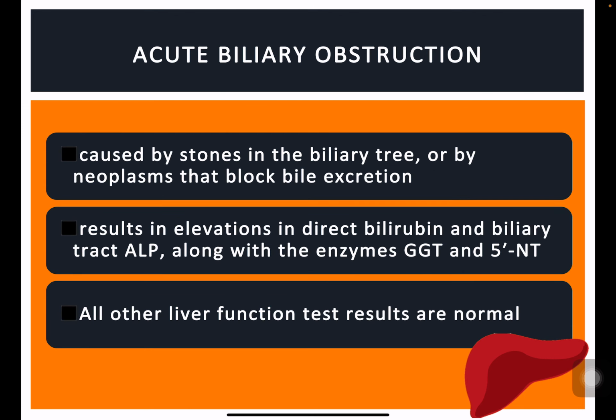Acute biliary obstruction, which is mostly caused by stones in the biliary tree or by neoplasms that block the bile excretion, causes elevations in direct bilirubin and biliary tract alkaline phosphatase, along again with the enzymes GGT and 5-nucleotidase. But all the other liver function tests are normal. So in acute biliary obstruction, since the canalicular area is affected, that's why the canalicular enzymes are more or less increased. So increase in ALP, GGT, and 5-nucleotidase.